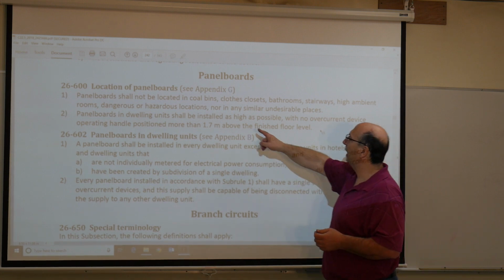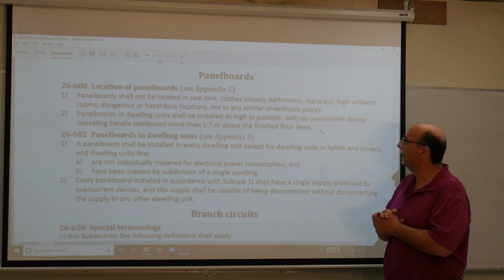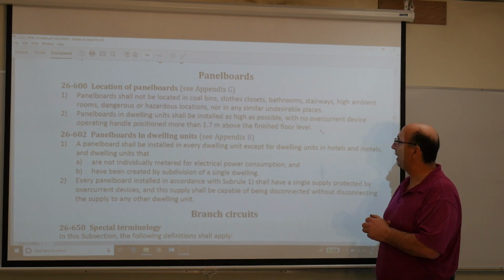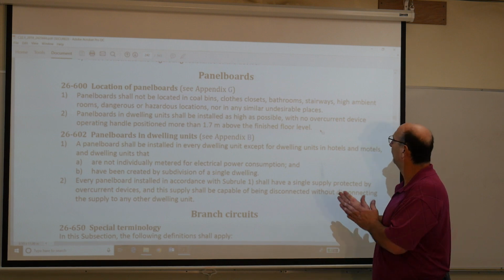So you may have a good laugh at this and say, coal bins? We don't have any coal bins. Apparently they are still used extensively in Eastern Canada. So that's why it is still in the code book.